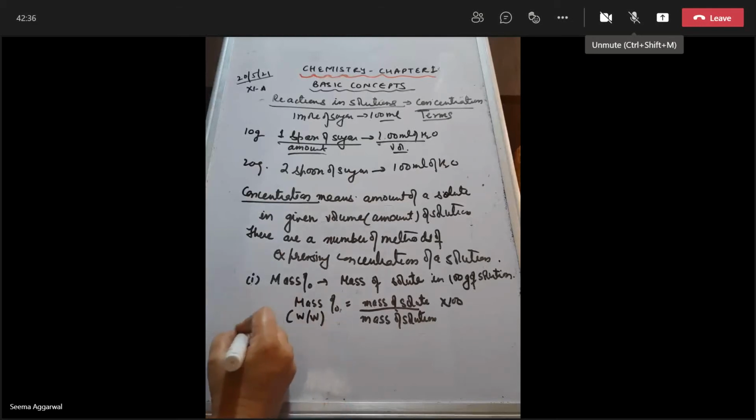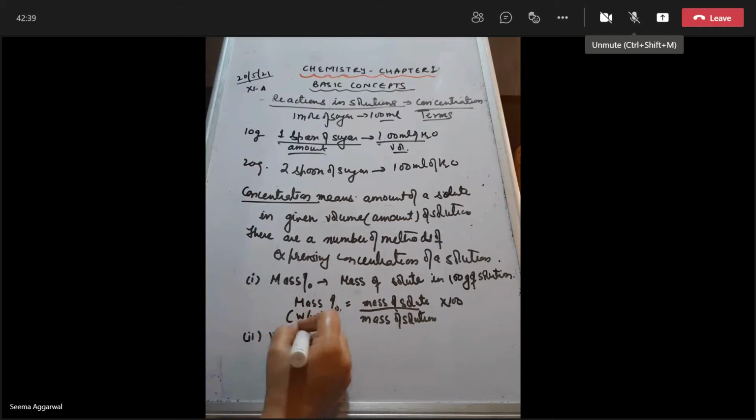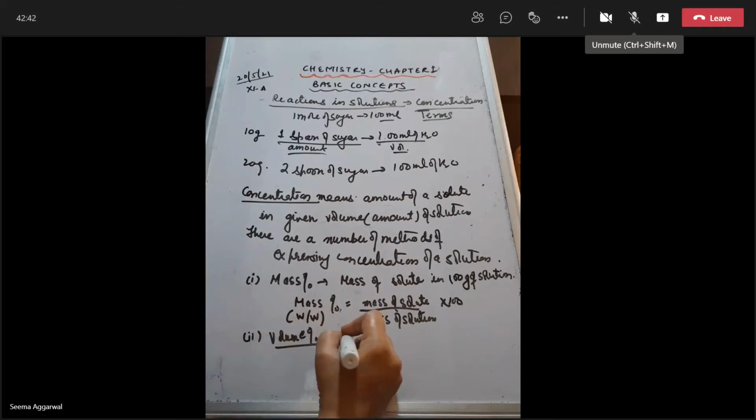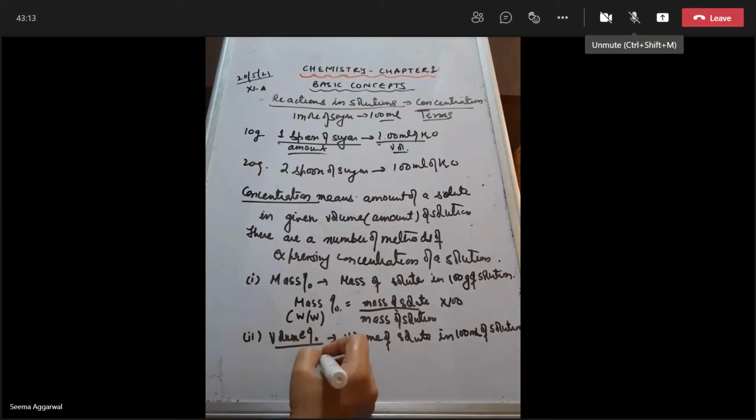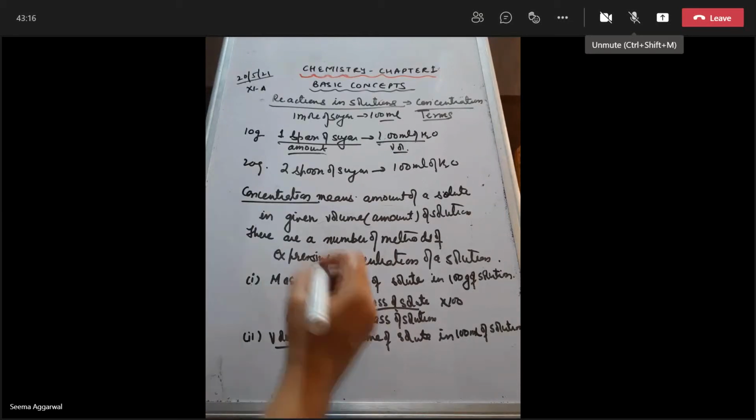Now second is volume percent. What is the meaning of volume percent? Volume of solute in 100 liters of solution. 100 liters or 100 milliliters we can take. 100 liters will be too much. In 100 milliliters. So volume percent means, is it okay? Volume of solute in 100 ml of solution. So it is represented by V upon V. Volume percent symbol is V upon V.